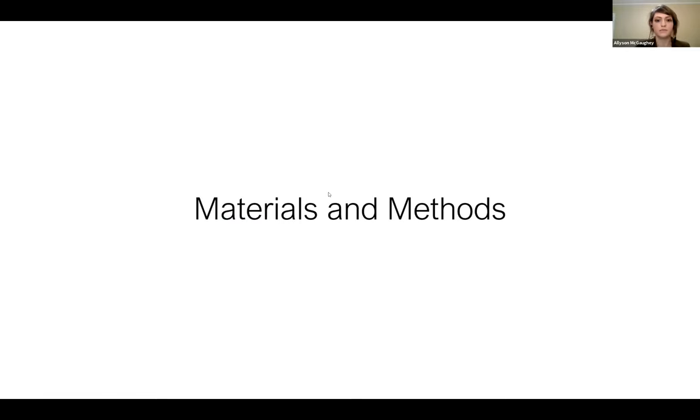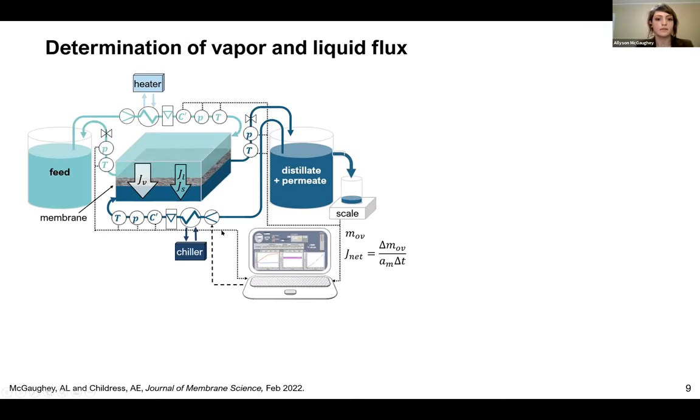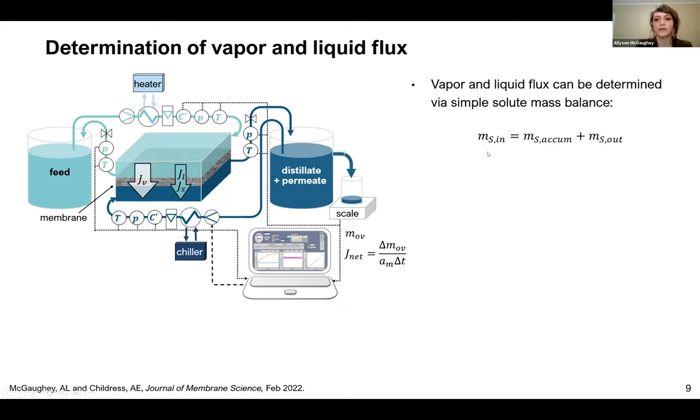So that brings me to materials and methods. This shows a schematic of the bench scale system we used in this study. I just want to note that we do operate with a constant volume in our distillate permeate tank. So as liquid accumulates in product water, it immediately overflows into this vessel, and we measure that mass continuously to determine net flux. In order to determine vapor flux and liquid flux, we just used a very simple solute mass balance. So we equate the mass of the solute entering the distillate permeate stream, which only occurs due to wetting, with what accumulates in the system and what exits in our configuration due to the overflow here.